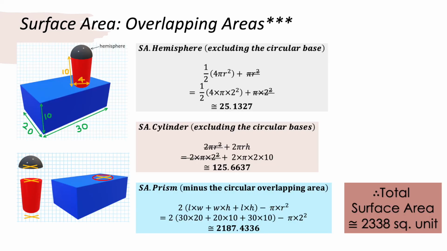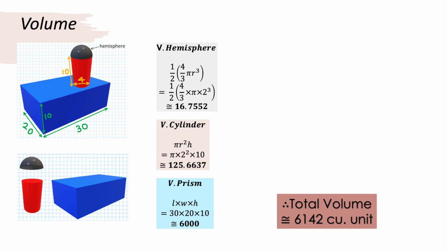Here is the solution to the first question. It is crucial to exclude all the overlapping areas from the calculation when you're solving for the surface area of a composite 3D figure. If you got a different final answer, please pause the video and compare the solutions step by step. Next is the volume of the 3D figure. It is quite straightforward.